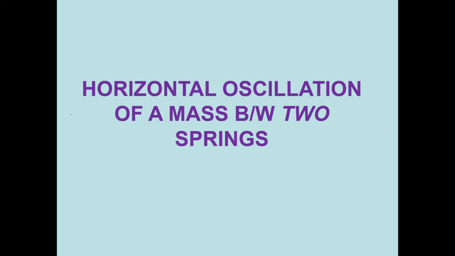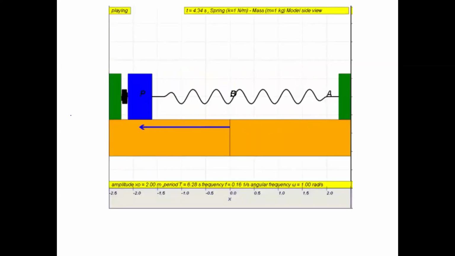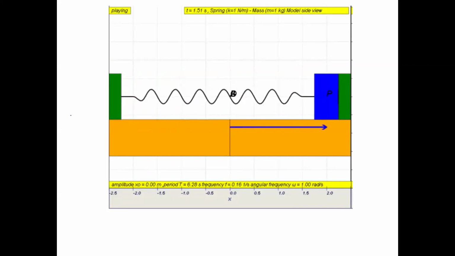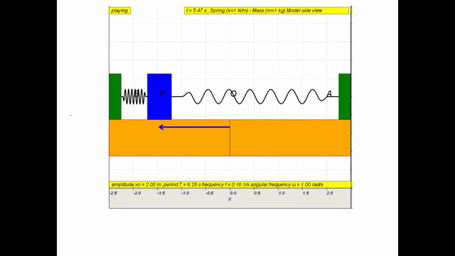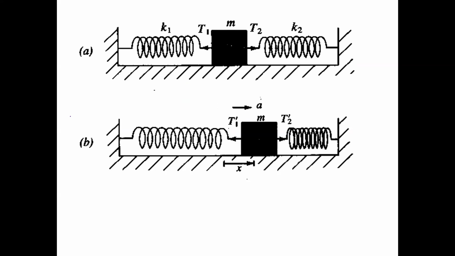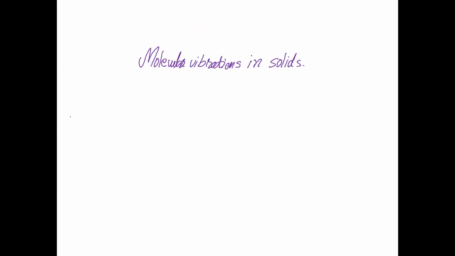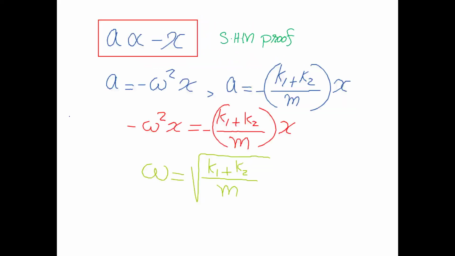Horizontal oscillation of a mass between two springs. Look at this one. Now, this is a mass between two springs, and look, it is moving like this. One side it compresses, other side it stretches. Now, this is the central position. Then it goes to the right, and then it comes to the left. Now, this is the formula for combined extension. And as acceleration is always proportional to minus x, omega is under root k1 plus k2 upon m.